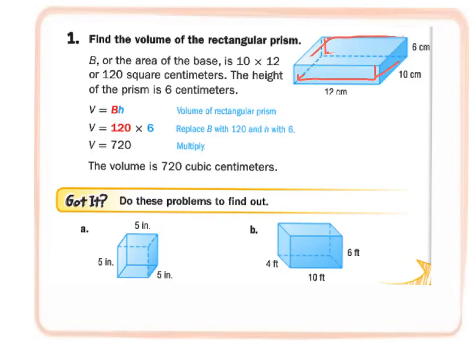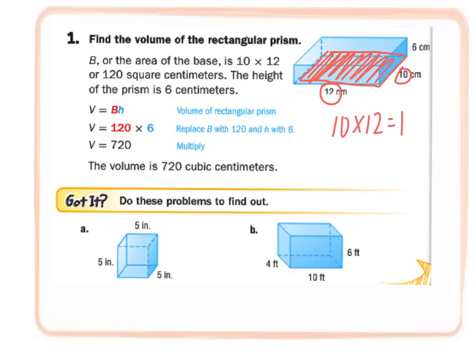I'm just going to erase that so you can see it a little bit better. And then it says B, or the area of the base, is 10 times 12. So remember, your base is down here, and they're saying 10 times 12 is the area of this. 10 times 12 equals 120. Okay? And then they say the height is 6.